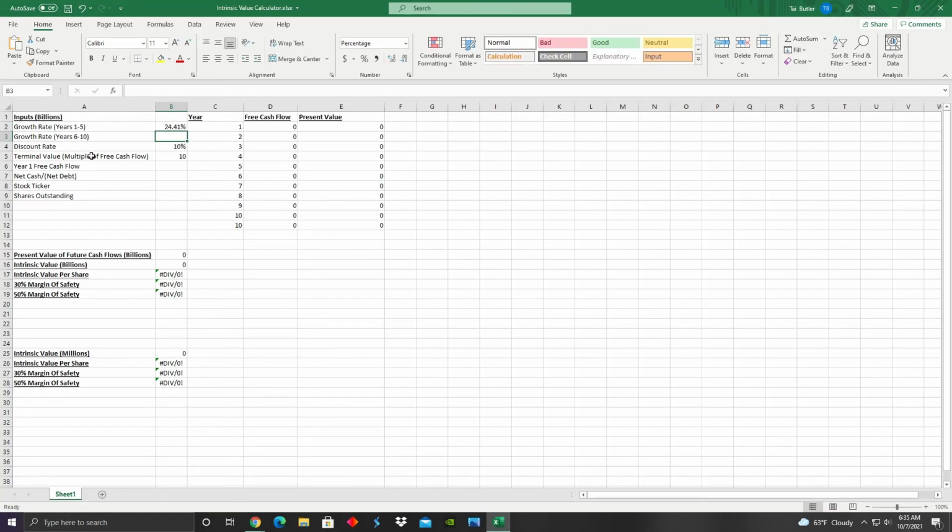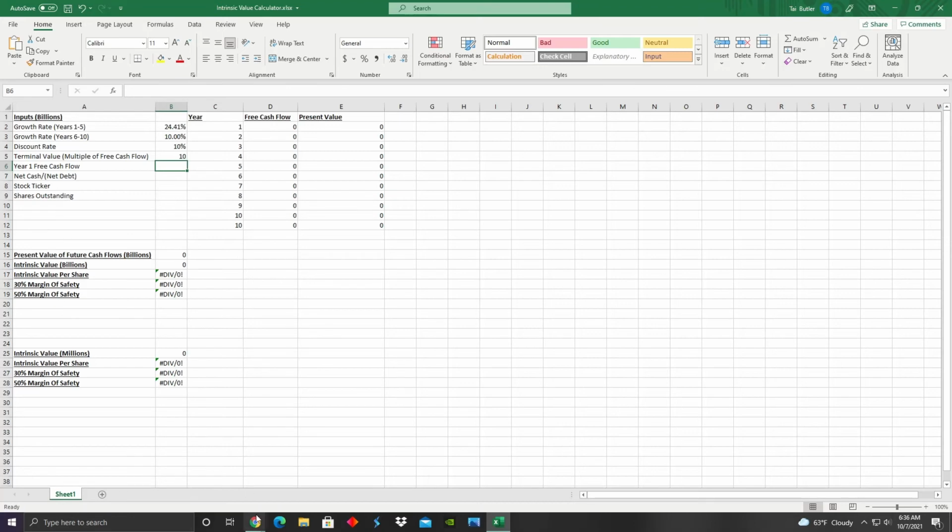And for their growth rate for years 6 to 10, I'm going to be a little bit more conservative and just say like 10%, for example. These are all just ballpark estimates about Google's intrinsic value. Feel free to play around with these values in order to figure out for you what a good buying price would be for your particular investment criteria.